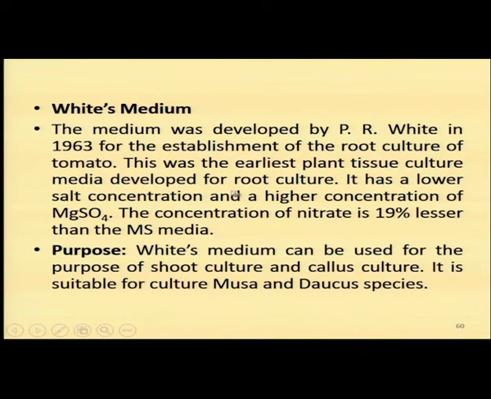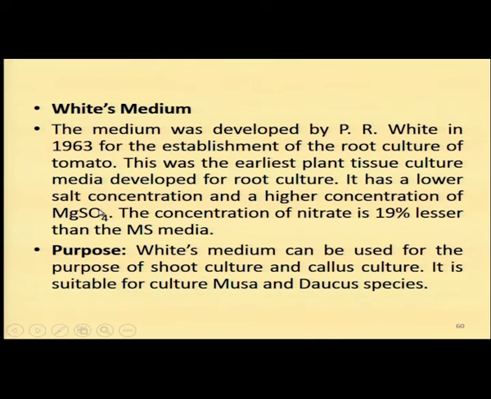White's medium. This medium was developed by White for the establishment of root culture of tomato. This was one of the earliest plant tissue culture media developed for root culture, with a lower salt concentration and a higher concentration of magnesium sulfate. The concentration of nitrate is 19% lower than in the MS medium. It can be used for root culture and callus culture. It can also be used for shoot culture. This is especially used for Musa and Daucus, that is the banana family and the carrot family.